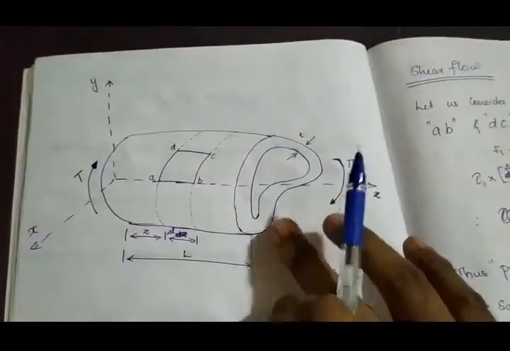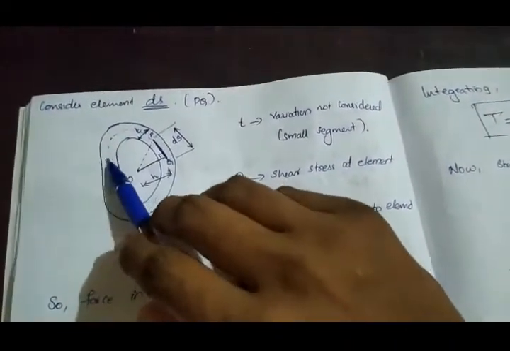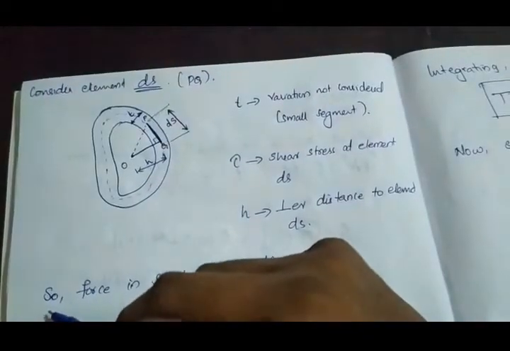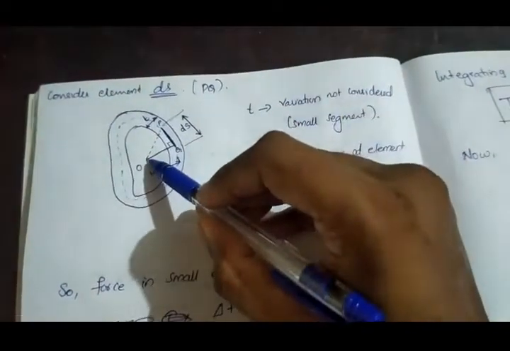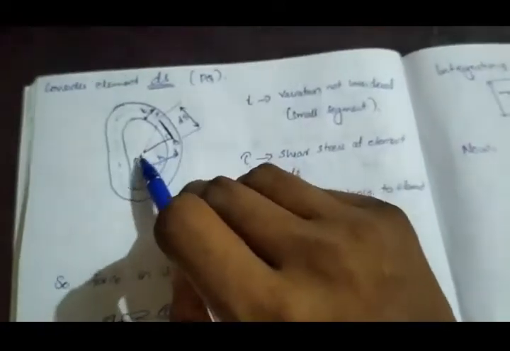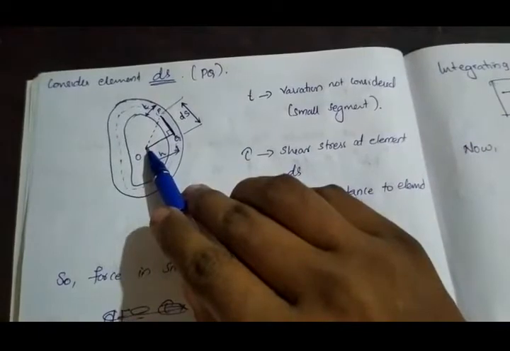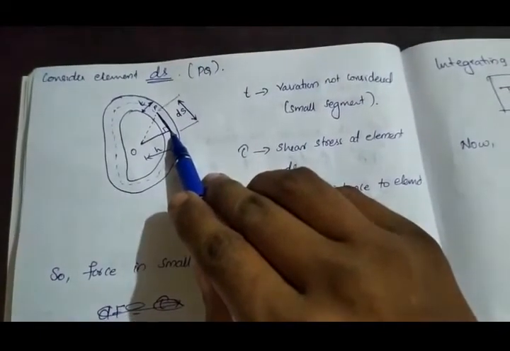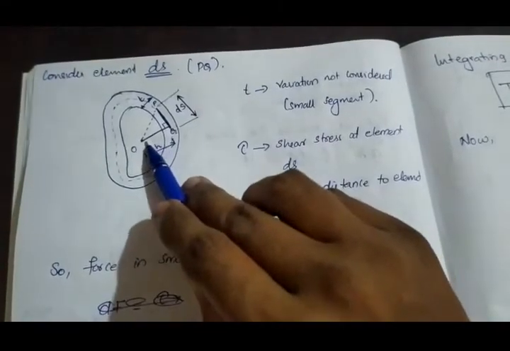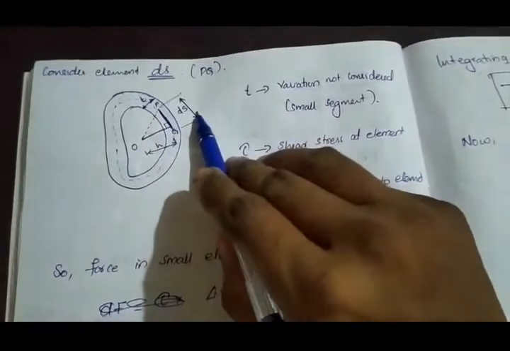this same element I'm drawing here, and this is a side view. I'm considering a small element ds here. This is the center of gravity of this section. Then if I draw a perpendicular from this point to this point, that distance is called h. This is the perpendicular distance. OQ is perpendicular to PQ. PQ length is ds.